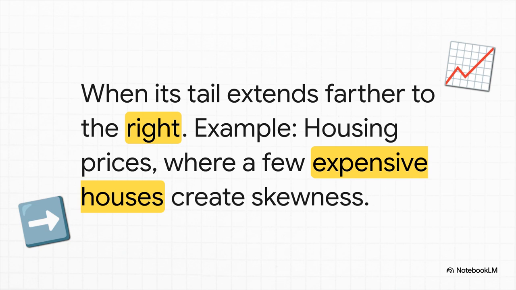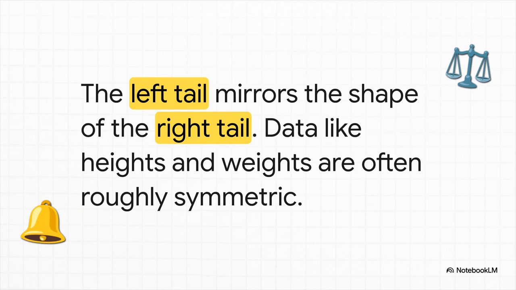A perfect example is housing prices. Most houses in a neighborhood might be clustered around a certain price, but then you've got a few multi-million-dollar mansions that stretch the data way out to the right. And then there's the one we often expect to see, the symmetric, or bell-shaped curve. Here, the data is just beautifully balanced around the center. Things like the heights and weights of a population often fall into this neat, predictable pattern, where most people are right there around the average.